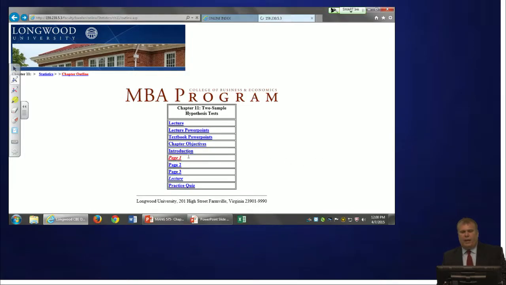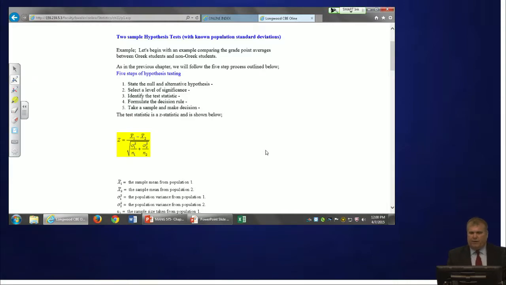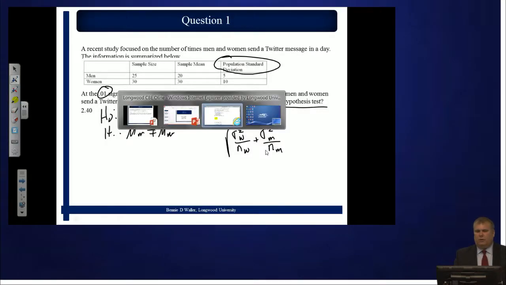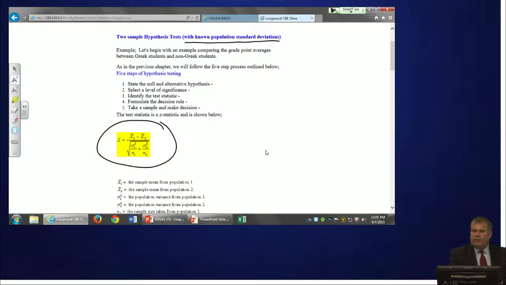If you go through that, I'm going to click on page 1, you can see that the very first example is talking about the known population standard deviation, and it gives you this nice test statistic. Basically, it's the difference in the sample means divided by the pooled standard error. So we're going to use the test statistic, X1 bar of women minus X2 bar of men, over the variance of women over the sample size of women plus the variance of men over the sample size of men. Just go back and take a look. You can see this is the formula that we're using.